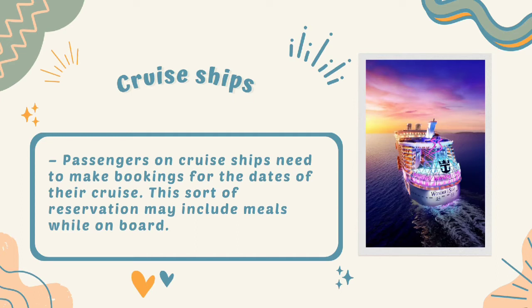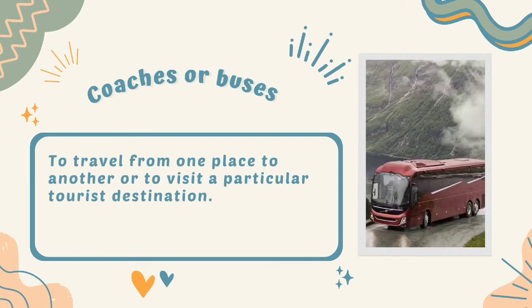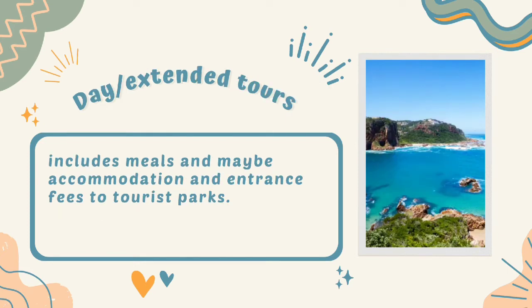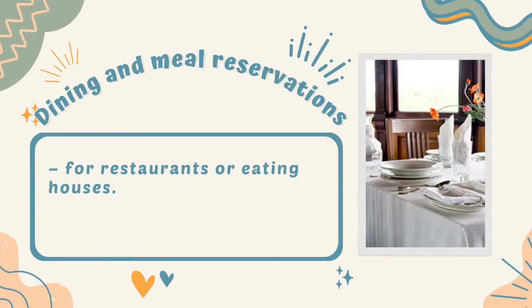Cruise ships. Passengers on cruise ships need to make bookings for the dates of their cruise. These sorts of reservations may include meals while on board. Coaches or buses, to travel from one place to another or to visit a particular tourist destination. Limousines or rental cars or vans. Customers can book transport to either drive themselves around or have a chauffeur included with a vehicle. Day or extended tours include meals and maybe accommodation and entrance fees to tourist parks.